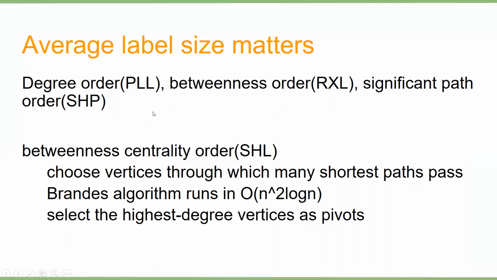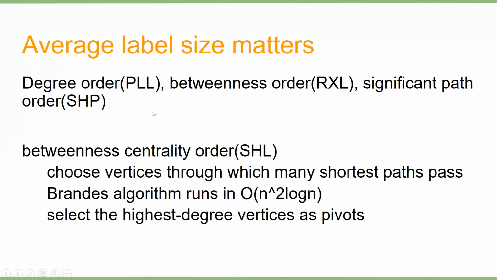As we mentioned above, if we sort in advance and perform merge sort joins, the running time is linear to the average label size. There are already some heuristics to minimize the average label size, for example, degree-ordered PLL, betweenness order RXL, and significant path order SHP. We propose betweenness centrality order SHL. It chooses vertices through which many shortest paths pass.